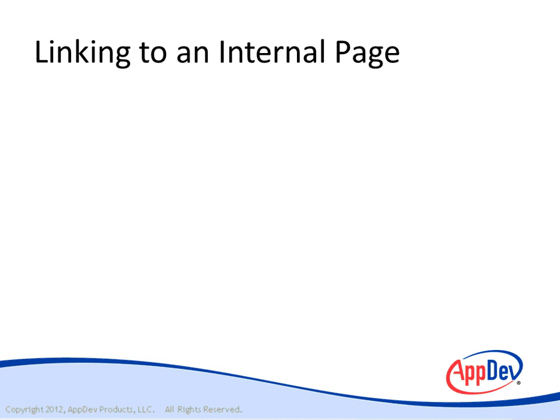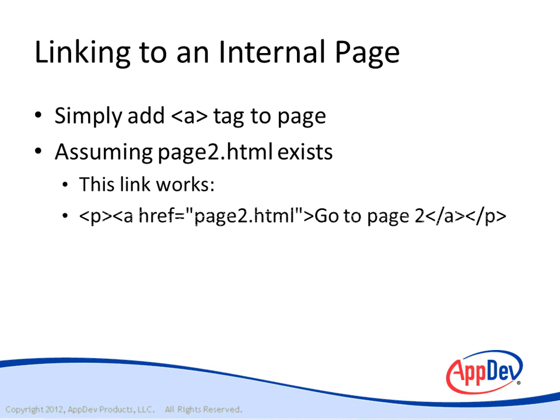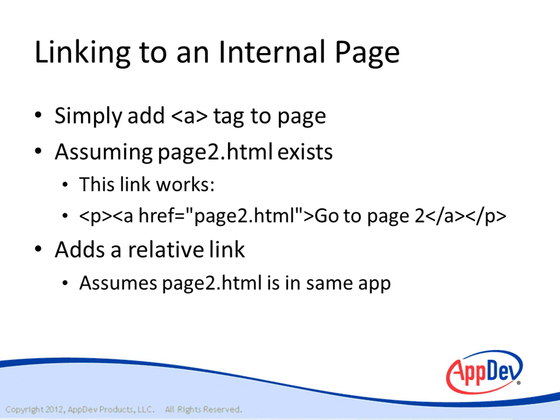If you want to link to an internal page, you can certainly just add an anchor tag to a page. Assuming that page2.html exists, you could have a link like this. It would just go to page 2, and I promise it will work, and we'll do a demonstration of it in just a moment. It adds a relative link. It assumes that page2.html is in the same application, so it can find where that page lives. As a matter of fact, this assumes that page2.html is at the same hierarchical location as the current page.